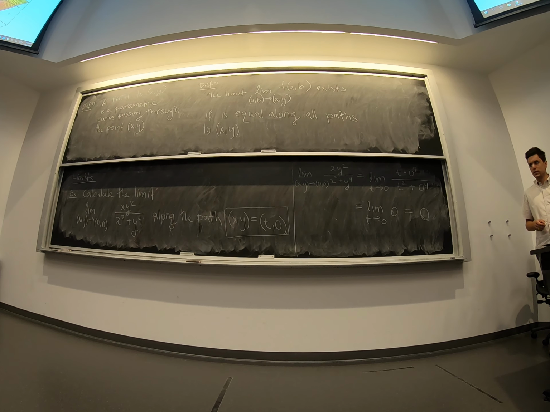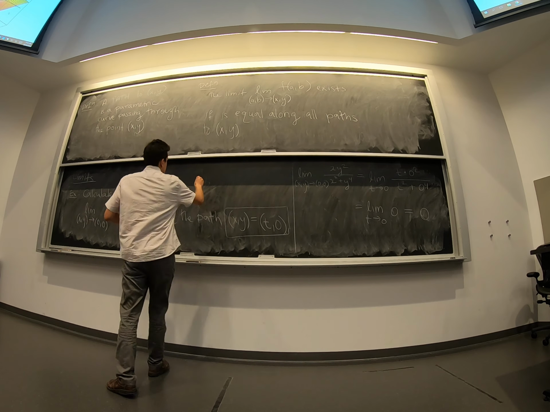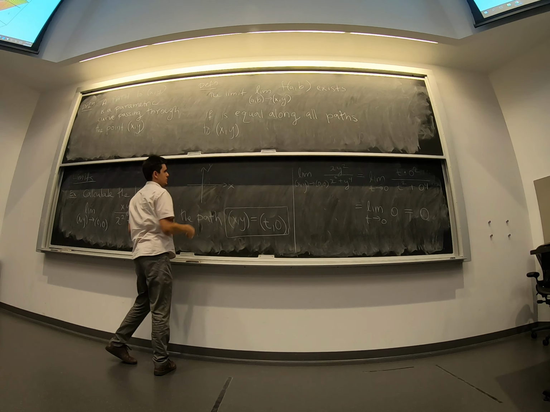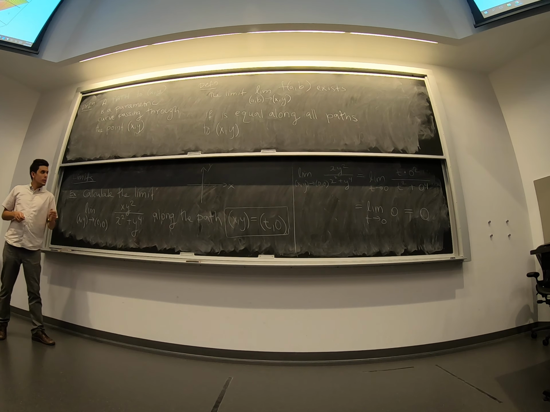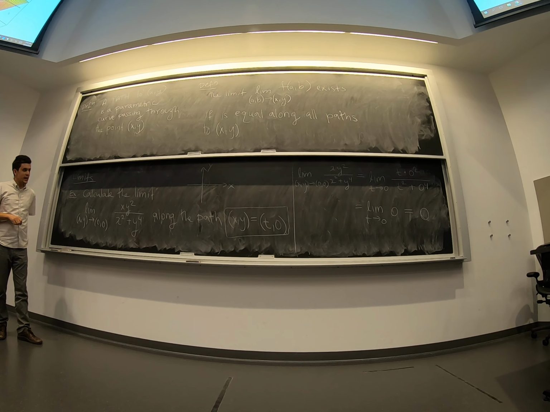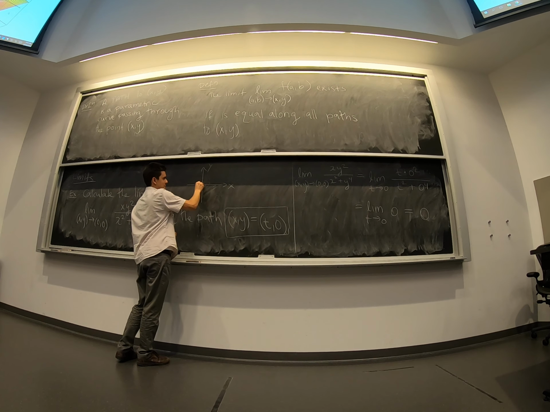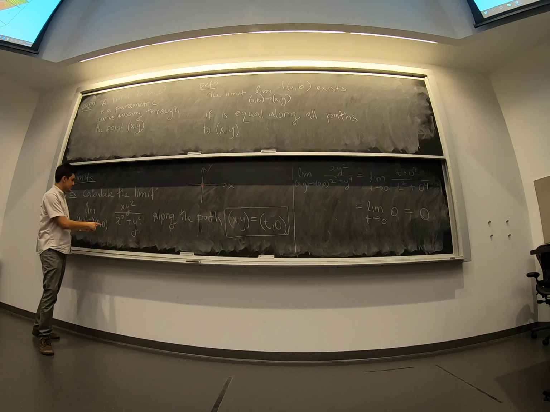Yes, question. Where it says limit x, y approaches 0, 0, should that be approaching t to 0? Aha, right, okay, yes. So the question was, should this limit really be approaching t to 0? What we want to know is, does this thing have a limit at the origin? Does this limit exist at 0, 0?